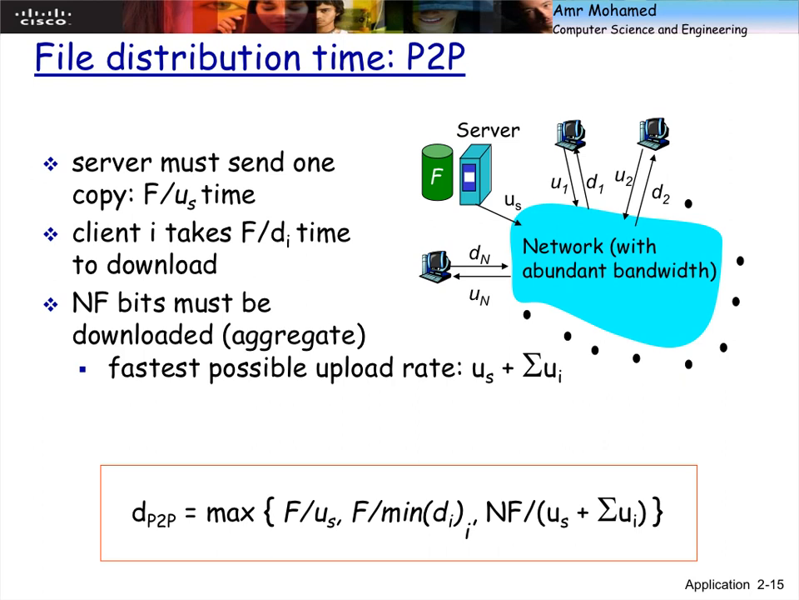The difference here is that clients are allowed to communicate with each other. In the client-server model, clients are not allowed to communicate with each other. Right? But here, clients can communicate directly with each other. So how can I leverage this to minimize the distribution time of distributing to all the clients?